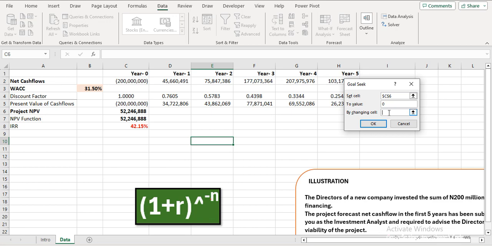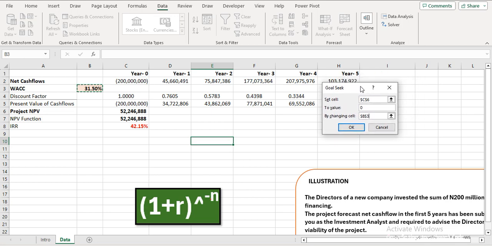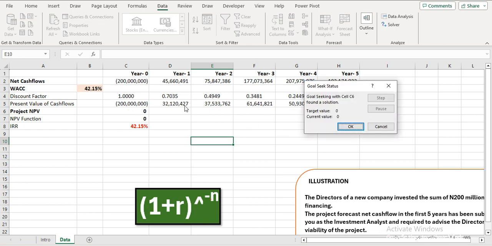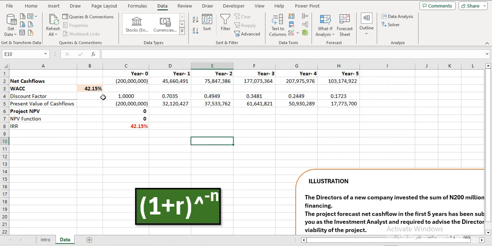Now, what is going to be changing? The rate must change. So I click this. Please, let's look at this very well. Set the net present value to 0 by changing the WACC, which is the discount rate. Now, if I click on OK, the system will run and give me a rate here. That rate, if it's different from 42.15, simply means something is wrong with our computation using the IRR formula. But naturally, it should give us the same answer. So I click on my OK, and the system runs. Wow, that's it. So you can see it's giving me here 42.15, and my NPV is 0.